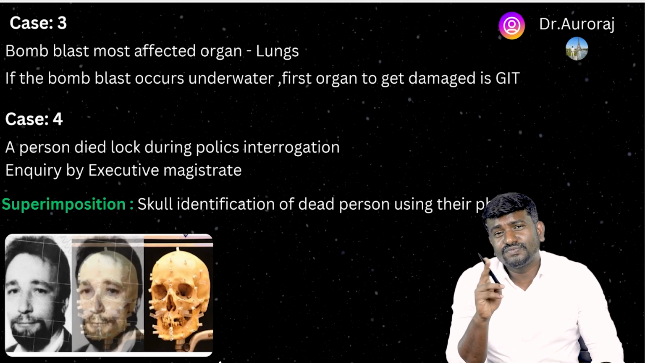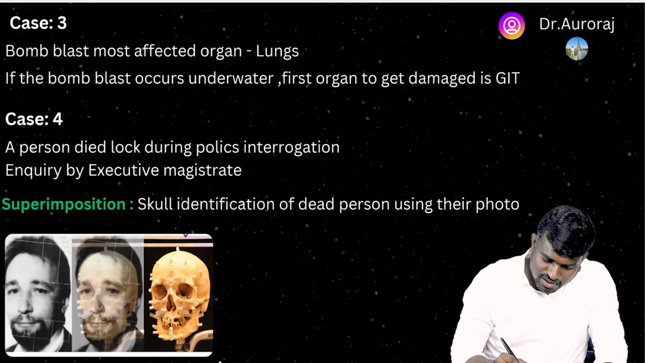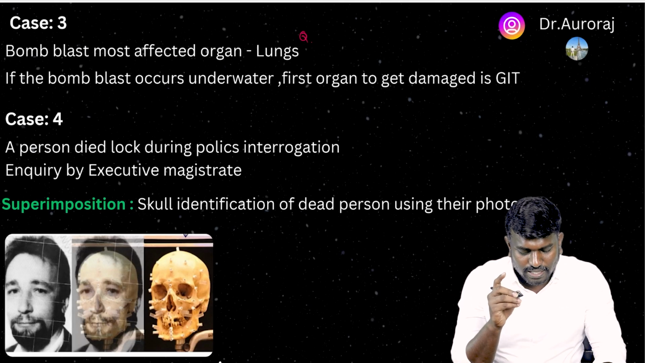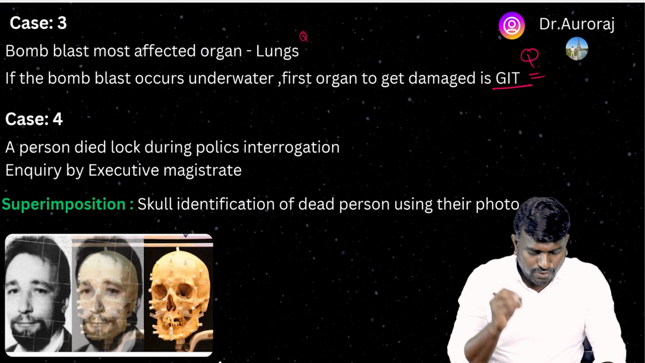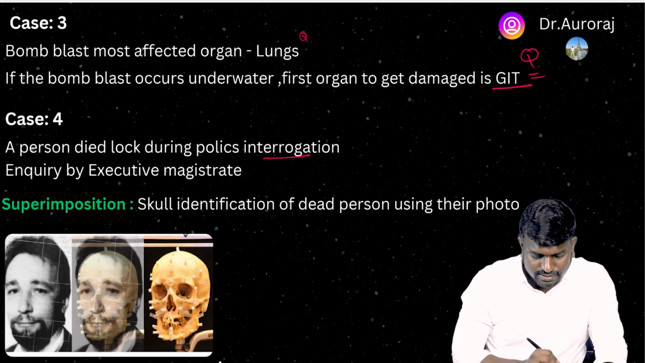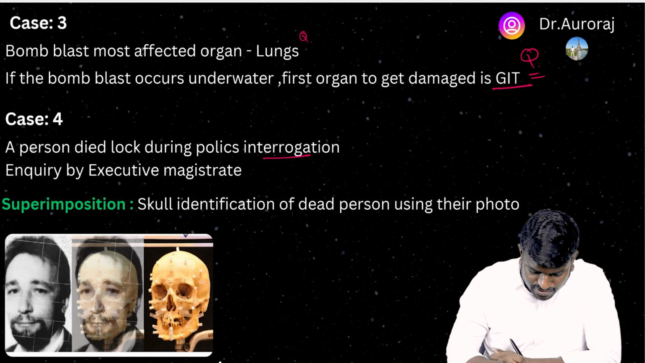Case 3, bomb blast, which is the most common organ affected? It is going to be lungs. Question. If the bomb blast occurs under the water, it is going to be what? The first organ damaged is going to be GIT. Very good. Case number 4, a person died in the lockup during police interrogation. The inquiry is done by the executive magistrate.